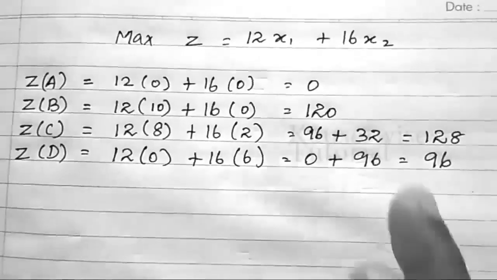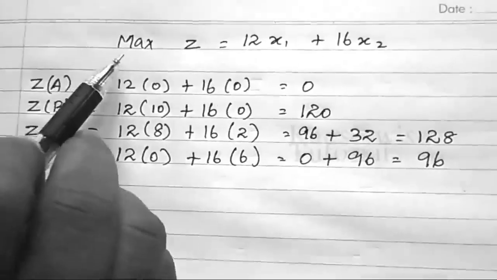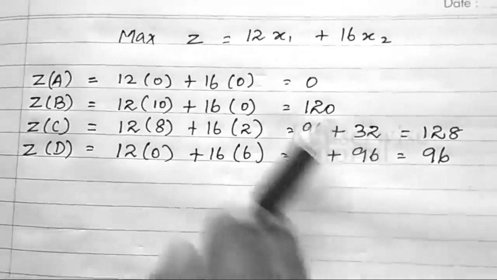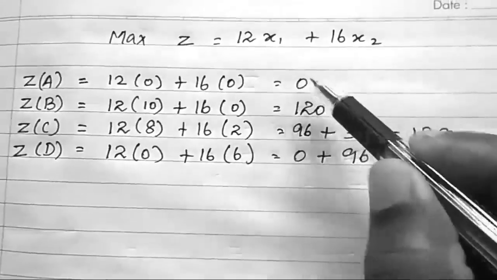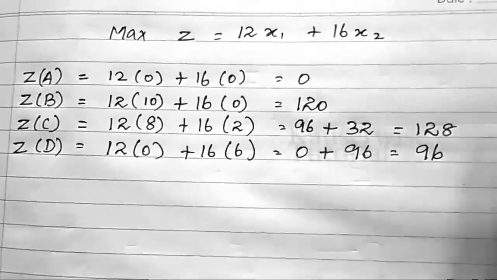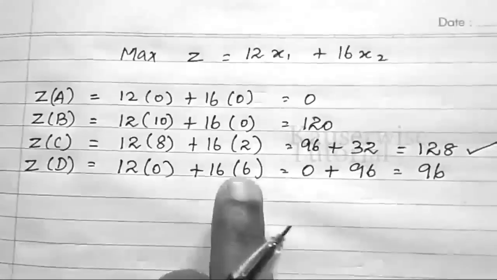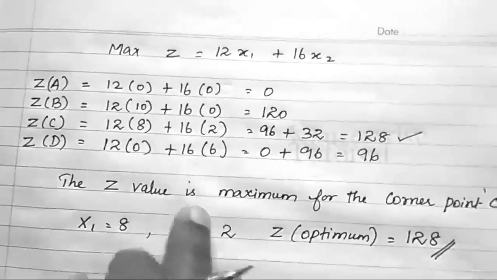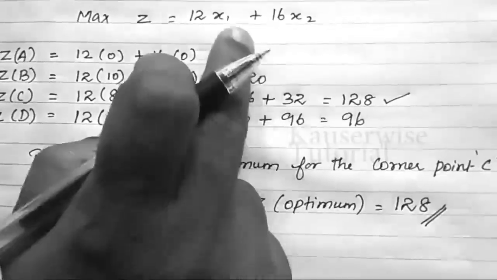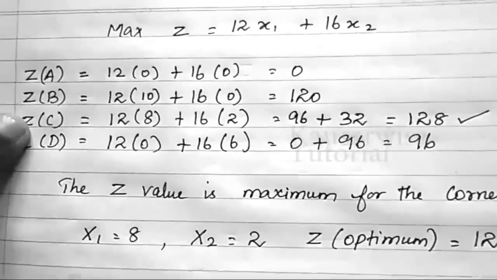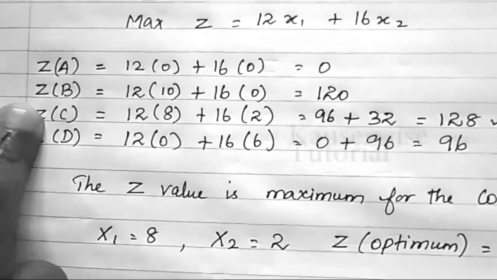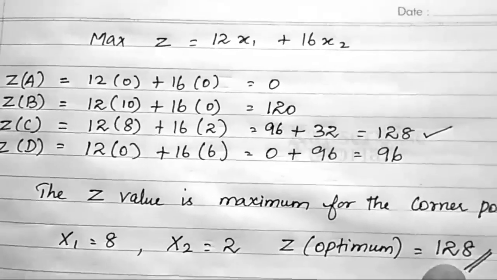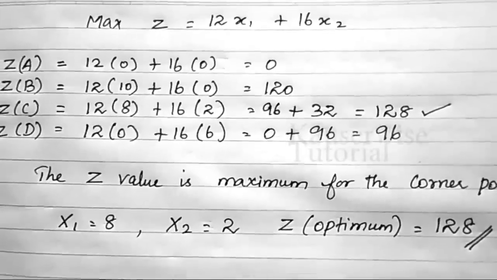Now we have got the Z value for A, B, C, D. Since it is a maximization problem, we need to find the maximum point. So look at the 4 answers. Which one is the highest value? 0, 120, 128, 96. So this is the highest, the maximum amount. See, the Z value is maximum at the corner point C. So C is the highest point, the optimum point. So the x1 value is 8, the x2 value is 2. Optimum Z is 128. Hope you all understand this concept. Thank you.